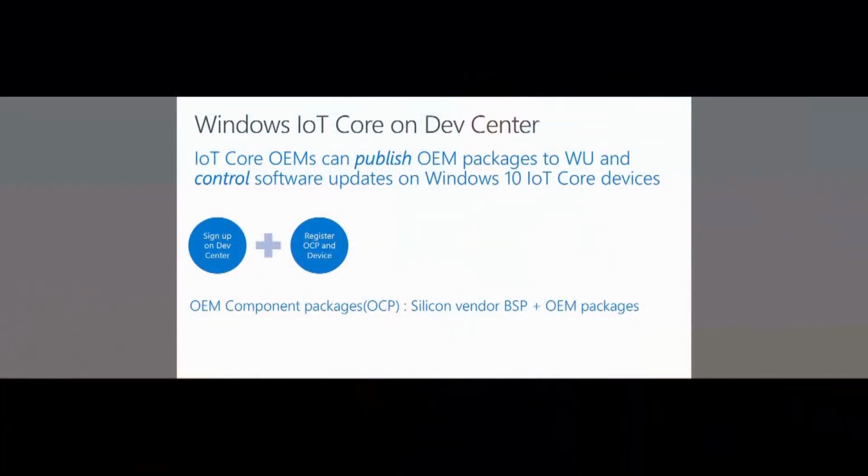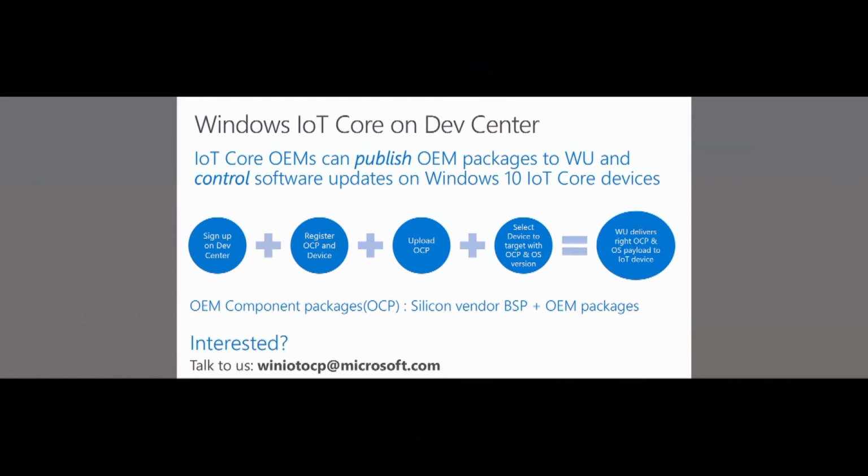So how is this going to work? The OEMs can sign up on Hardware Dev Center, just like how they've been doing for drivers. Then you can register what's known as an OCP, or an OEM component package. This is your BSP and your OEM packages. Then you can define which device and then upload your OCP. Once you've selected your device to target, your OCP, and more importantly, you can specify which version of the operating system your OCP applies to. You can then have it delivered through Windows Update to the appropriate device with the right OS payload.